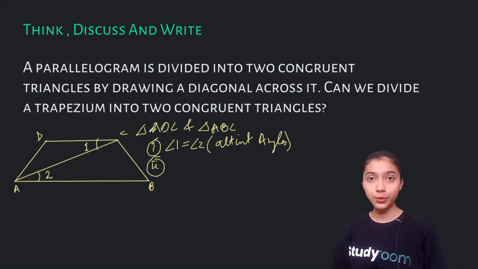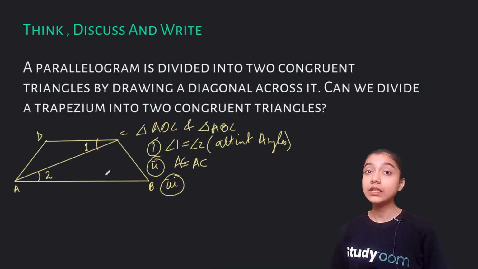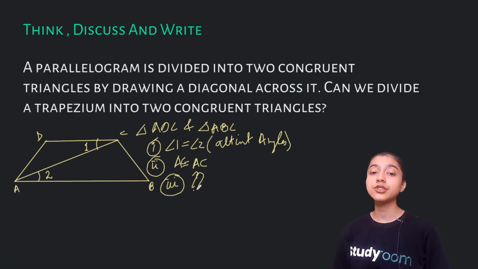Which is common to both the triangles. So I'll be writing AC is equal to AC. That is the common side. But for proving congruency, we need to have this third criteria for congruency. But in these two triangles, we don't have any third thing that proves congruency. So this third congruency condition is missing in the case of a trapezium.